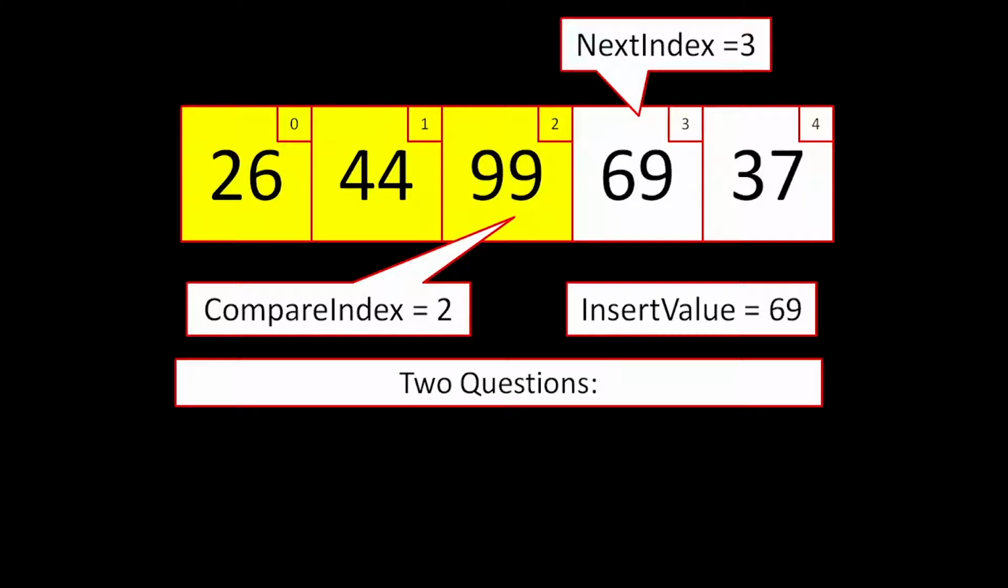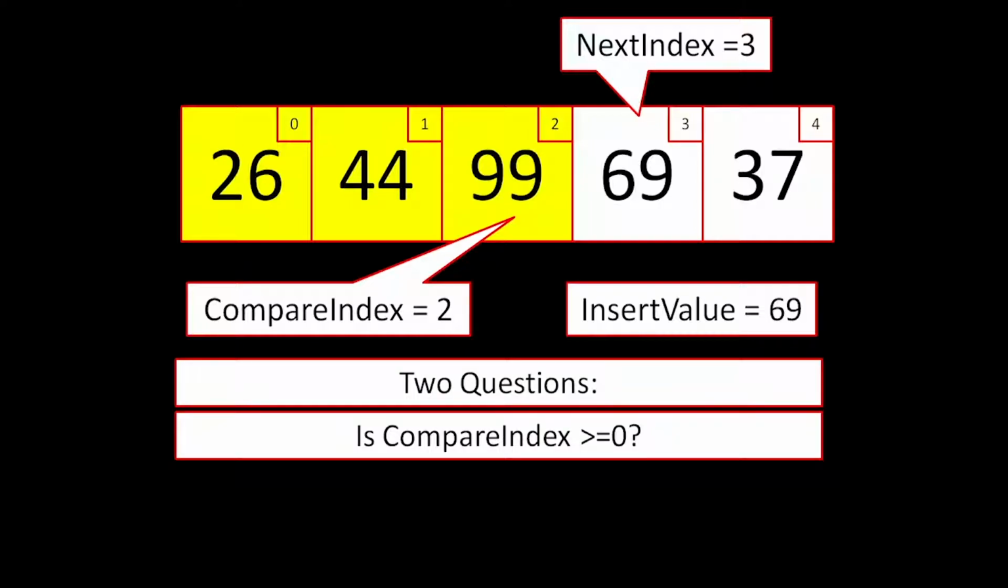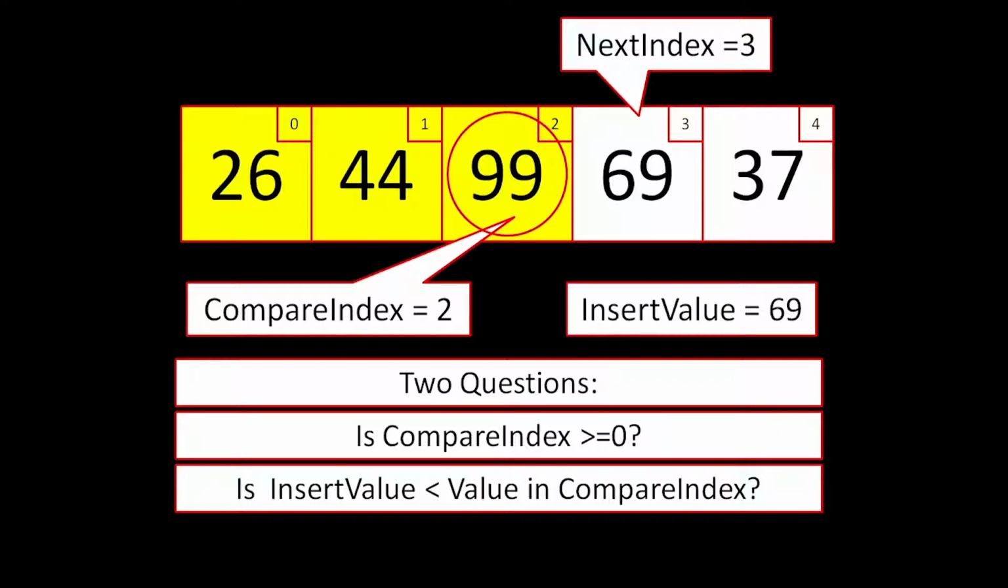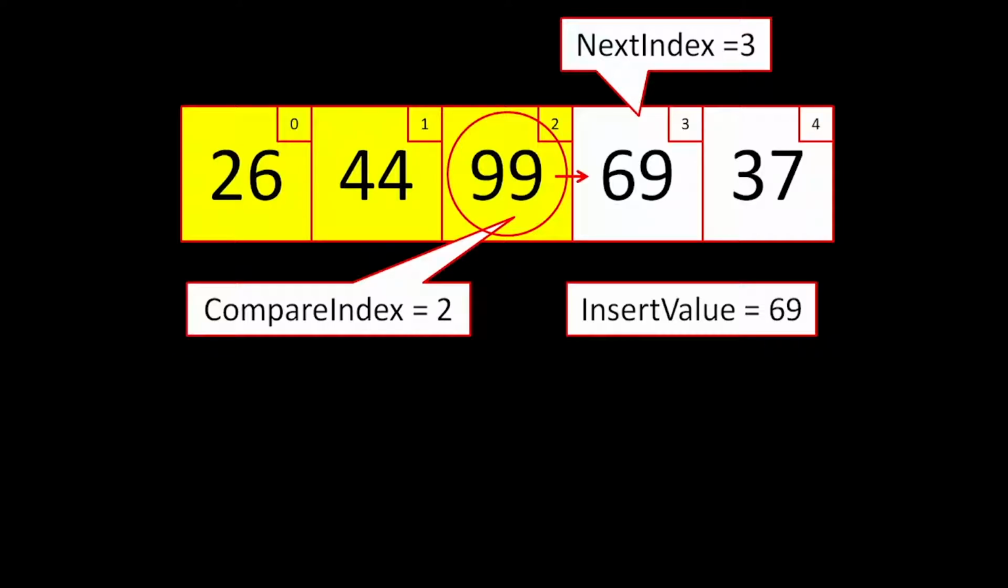We will now ask our two questions. Is compare index greater than or equal to 0? Compare index is equal to 2, so yes, it is greater than 0. Is insert value less than the value in compare index? Remember, insert value is equal to 69, and the value in compare index is equal to 99. So insert value is less than the value stored in the compare index. Since both of these statements are true, we will copy the value that is in compare index to compare index plus 1.